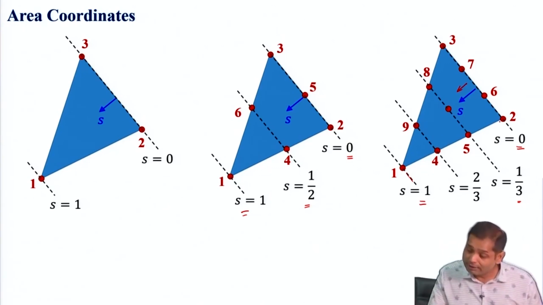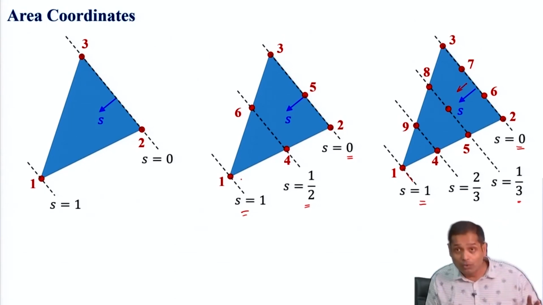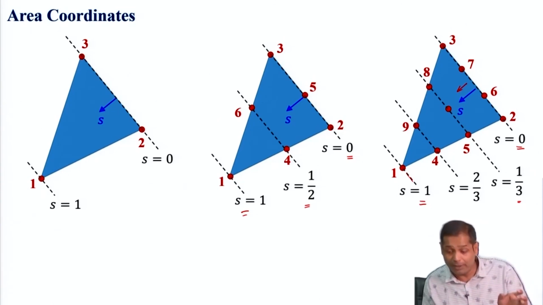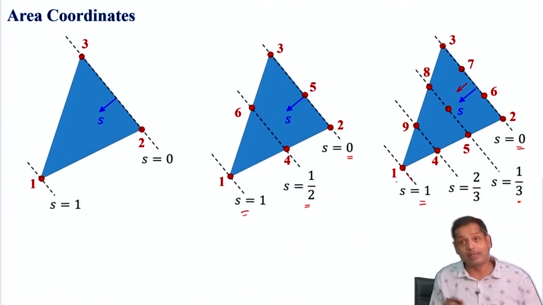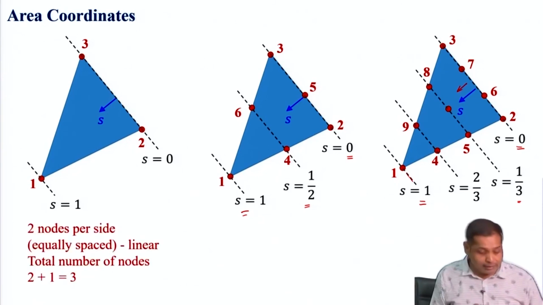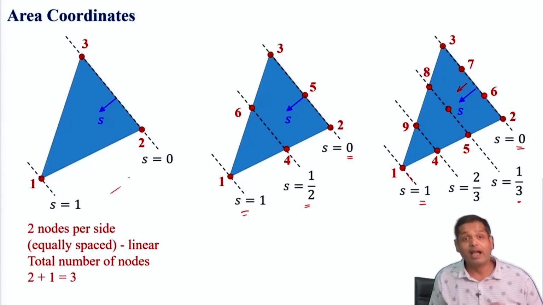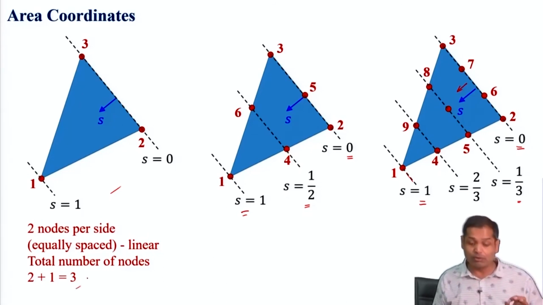Means on this triangular element, 6-noded triangular element, on one side we have just 2 nodes. We have 3 nodes, and these 3 nodes are equally spaced. Similarly, for this element we have total 4 nodes, and the distance of these nodes is equal. So this is 2 nodes per side and equally spaced, and the order of the first one is linear, and total number of nodes will be 2 plus 1. This is equal to 3.